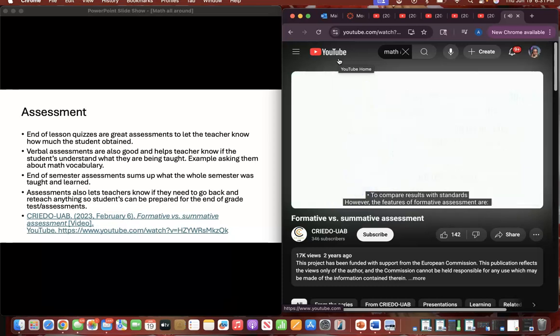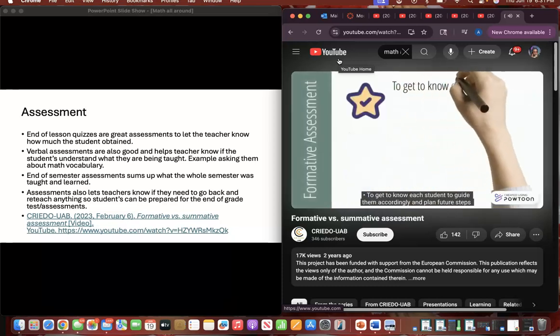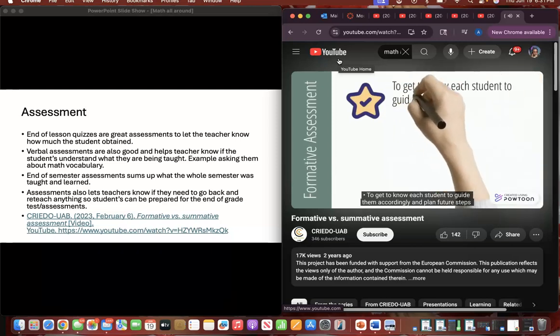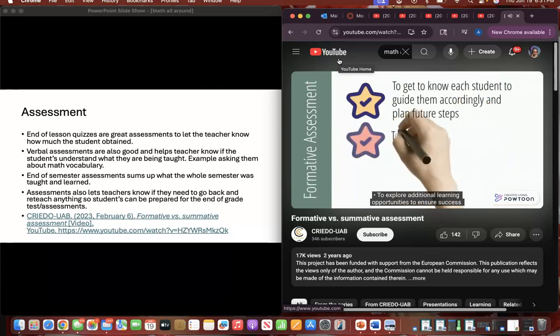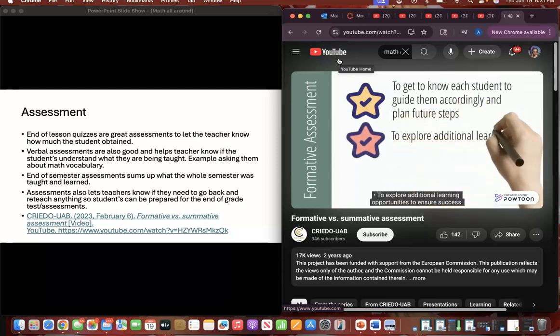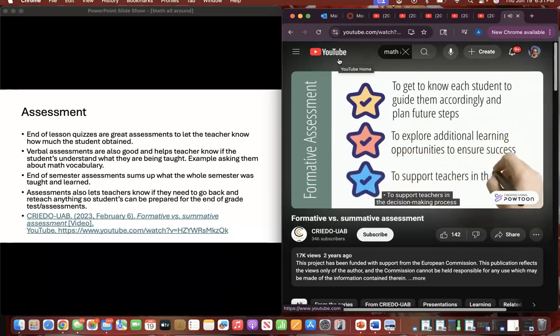However, the features of formative assessment are: 1. To get to know each student to guide them accordingly and plan future steps. 2. To explore additional learning opportunities to ensure success. And 3. To support teachers in the decision-making process.